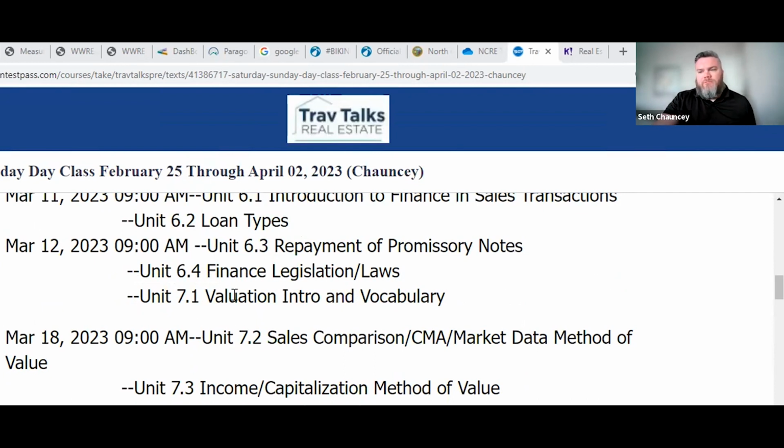Then we're going to get into valuation. And I'll tell you this, valuation isn't nearly as big as the financing, but the verbiage can get very confusing, especially with the cost approach to real property valuation. So you just need to be very careful with the way that verbiage is in there. For example, let me tell you how it's confusing.